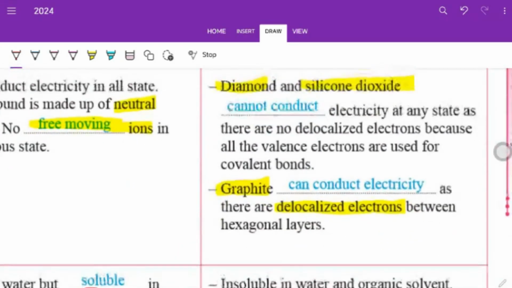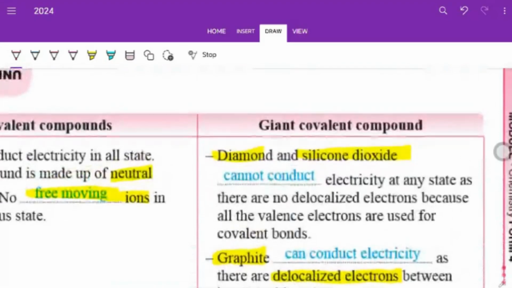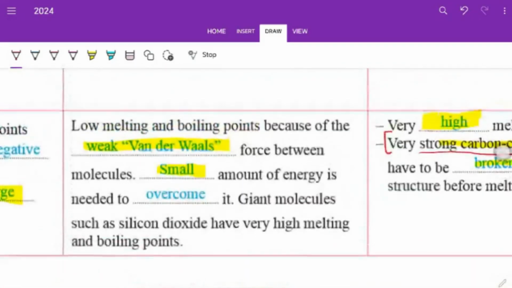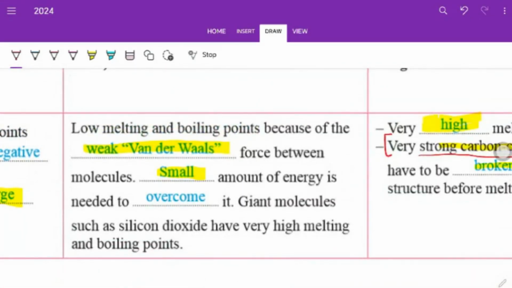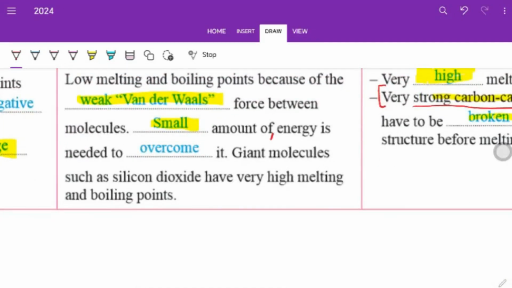This one also the same. This one got weak one. Okay, weak van der Waals, small amount of energy. So heat energy.